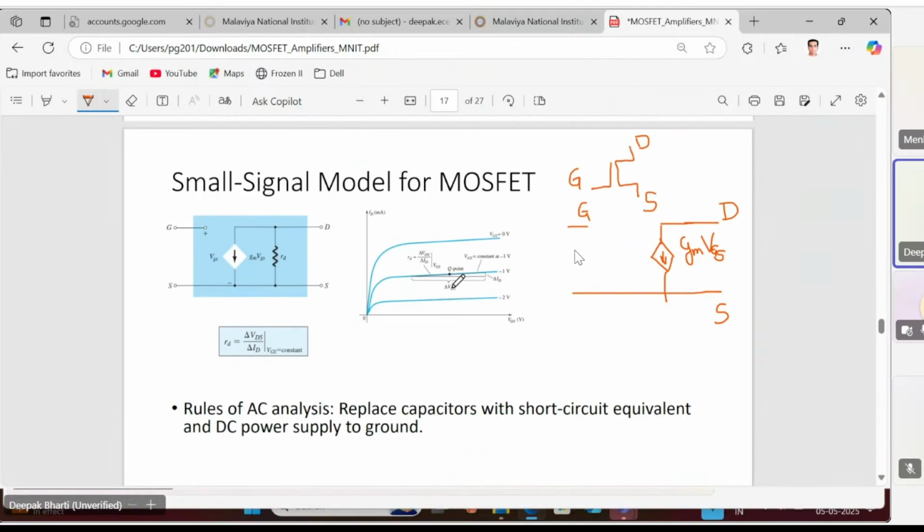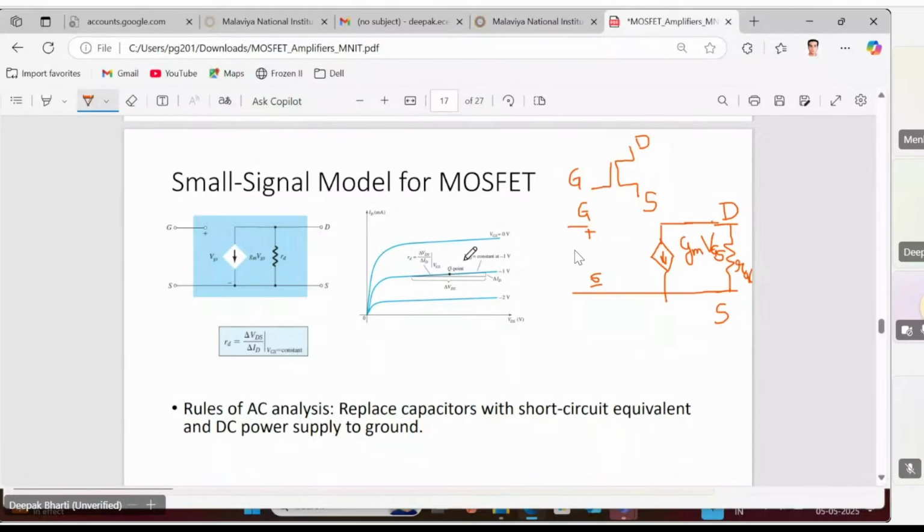So the same expression we are using here, ID, that is the drain dependent current flowing from drain to source, it is equal to GM VGS. And now what is this VGS? VGS is this potential difference between gate and source. Okay, between gate and source, this potential difference is VGS, so GM VGS. And do we have any resistance between drain and source? Yes, we have that resistance, that is your RD.